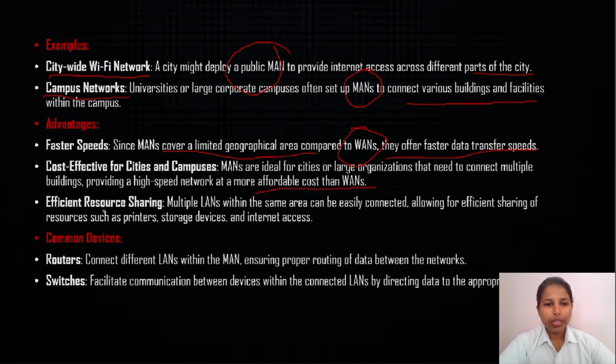And also efficient resource sharing, that multiple LANs within the same area can be easily connected, allowing for efficient sharing of resources such as printers, storage devices and internet access. That means that multiple LANs can be connected in this MAN. So the common devices we use in this MAN are routers and switches.